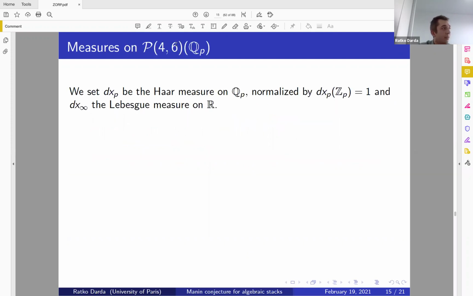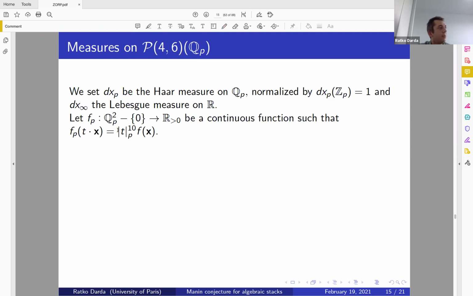Let us now define measures on P(4,6)(Q_p), because we want to give a prediction of Manin type. We set dx_p to be the Haar measure on Q_p, normalized with this condition, and let dx_infinity be the Lebesgue measure on R. Okay, now we pick a metric. In other words, we pick this function, which is continuous and satisfying this condition. This means I give a metric on O(10) this time.